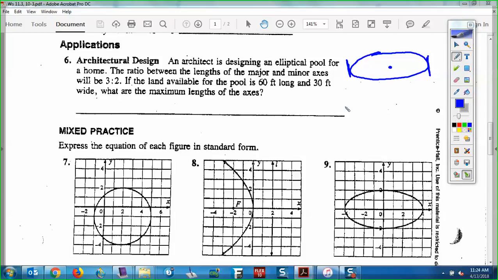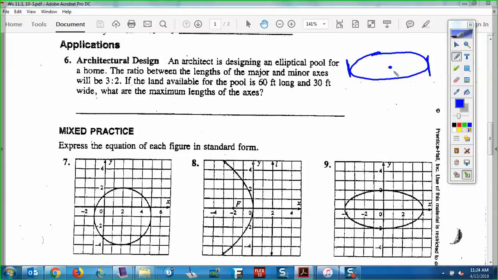Okay, so what does that tell you your major axis has to be? 60, right? Then, and you have 30 feet in width. Well, if it's going to be in the ratio of 3:2, if this is 60, then what's this going to be?